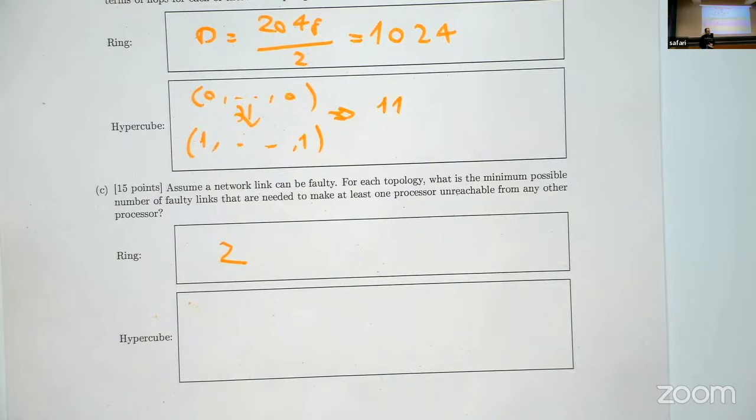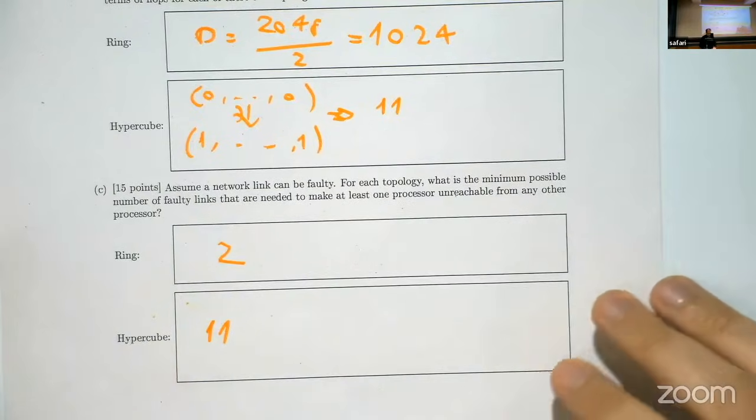What's the number for hypercube? Yes, exactly, 11. Because each node has 11 connections to other nodes. In order to make sure that a sample node doesn't have any connection to others, we need to cut all these 11 edges, or 11 links. So the calculation is 11 for hypercube. So the first part of this question is done, which was, I think, pretty straightforward.